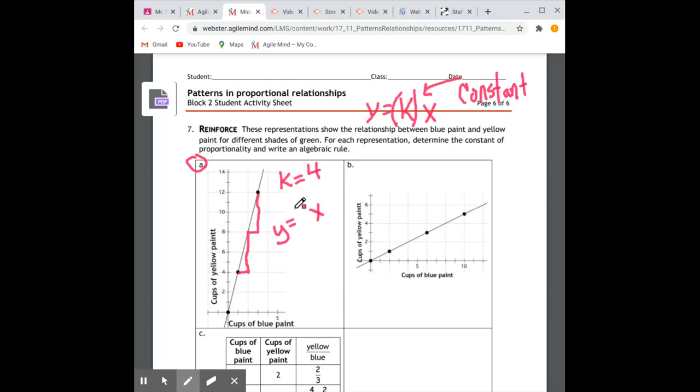So what are we multiplying each time? 4. Great job. It is 4. Good. So that's what we should have. So y equals 4 times x.